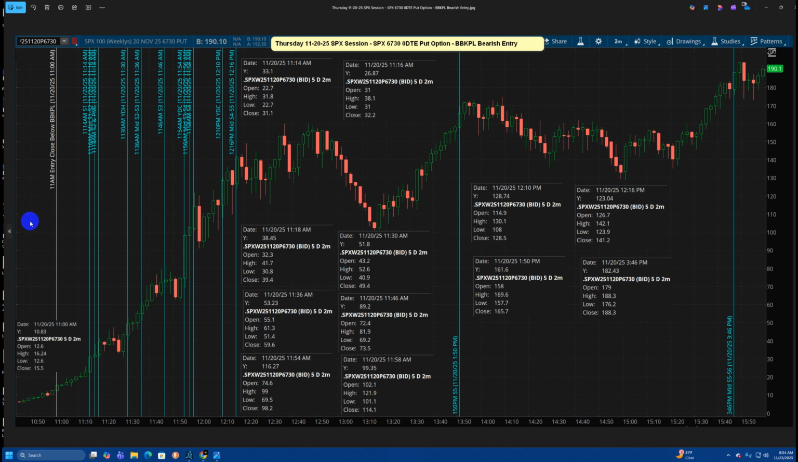67.30, 11 a.m. entry. 11:14 scalp only. 11:16 1.5 level move regular trade, minimum threshold. 11:18, 11:30, 11:36, 11:46, 11:54, 11:58, 12:10, 12:16, 1:50 p.m., 3:46.